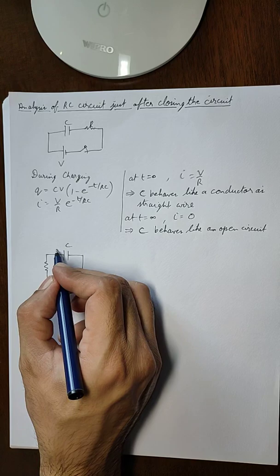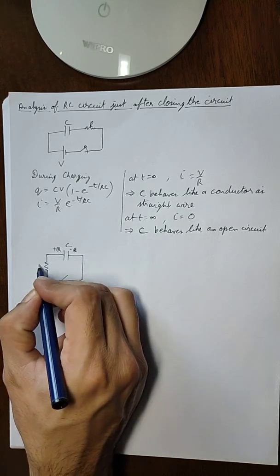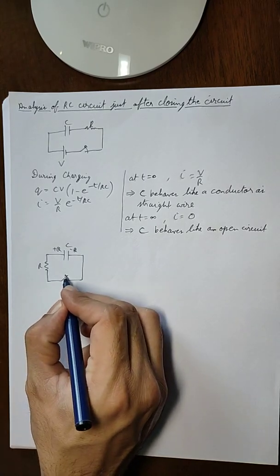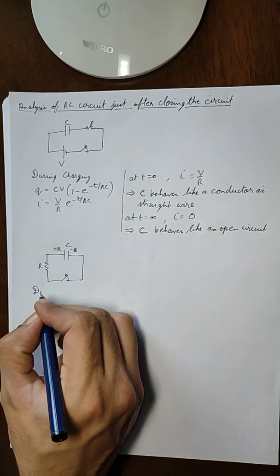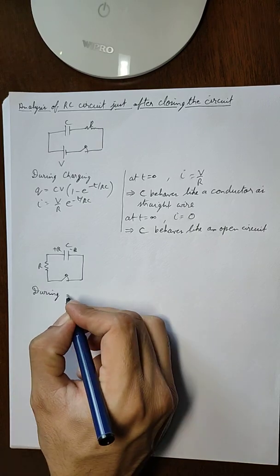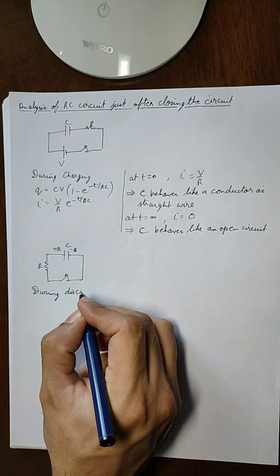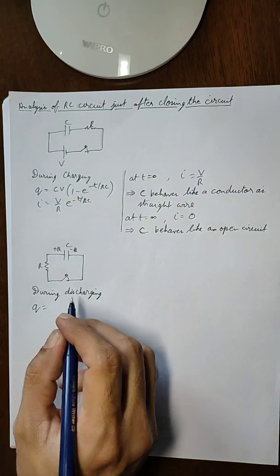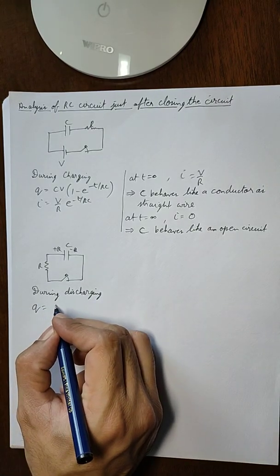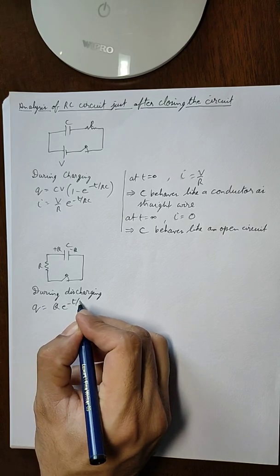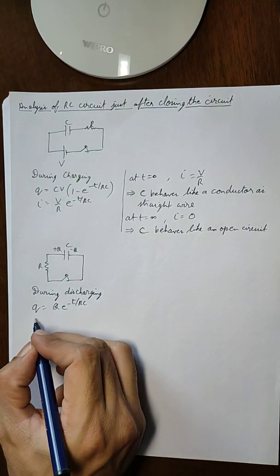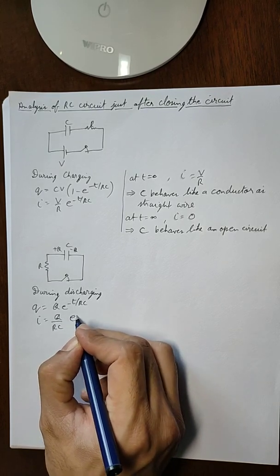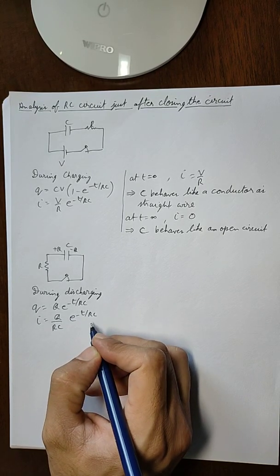So if this is a capacitor and it is completely charged initially, connected to a resistor and a switch, and if we close the switch, then the capacitor will start discharging. During discharging the value of charge at any time t is given as q e to the power minus t by RC, and the current during discharging in the circuit is given as q by RC e to the power minus t by RC.